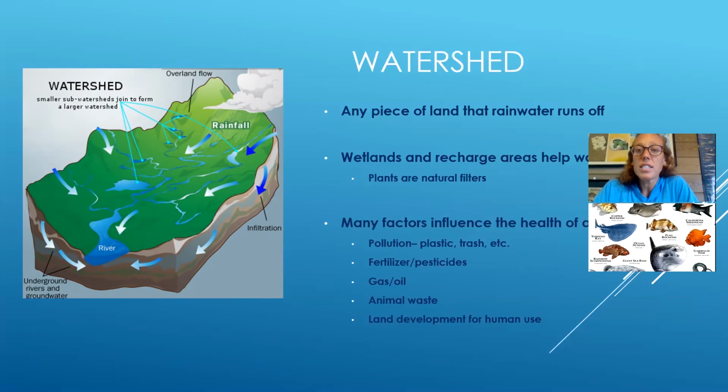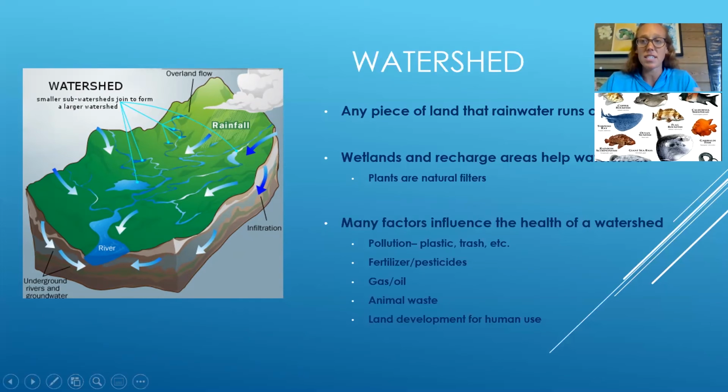Wetlands and recharge areas really do help our watersheds because those plants act as natural filters, just like our soil layers, but our plants are actually better at it. As those trees, shrubs, and grass roots suck up the water, they filter out the toxins for us and allow the rest of that clean water to go through the plant and eventually get released by transpiration back into the water cycle.